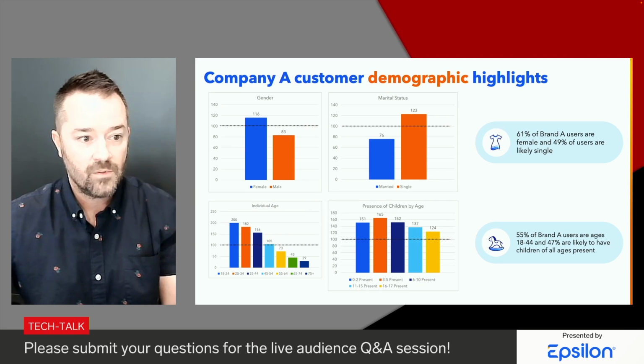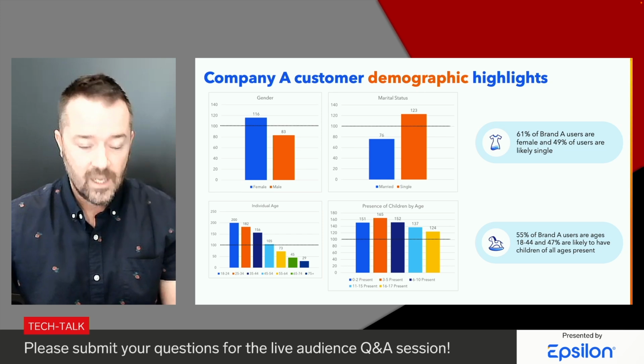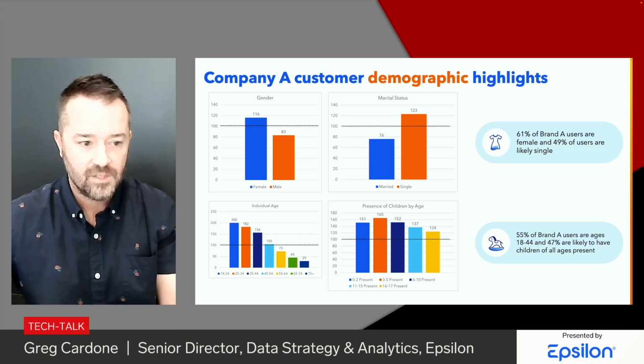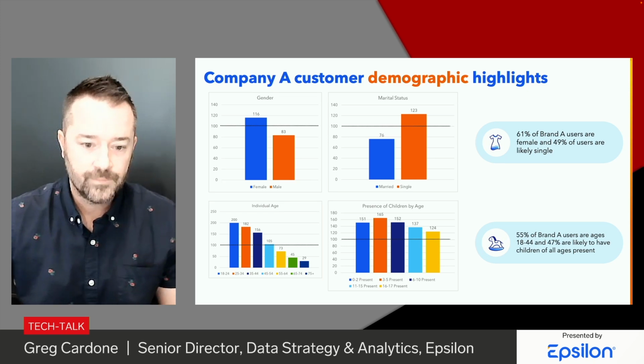So for the example here of company A, in this story, one would glean, as well as the customer, that you can see they're typically more female, they're typically single, they have a general age that skews a bit younger, and there are children present of all ages, but because of the younger age of the individual, it tends to be a bit younger than average.